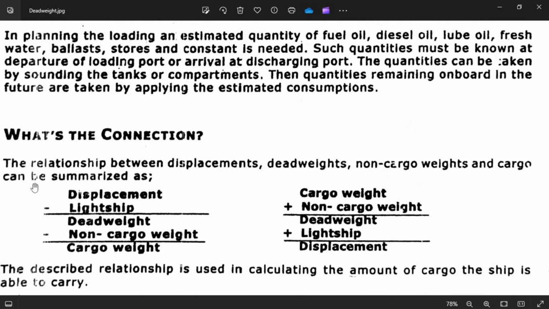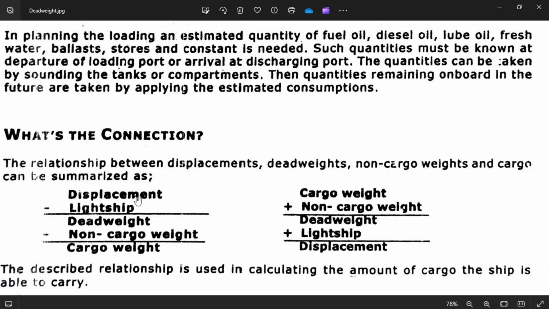What is the connection? The relationship between displacement, deadweight, non-cargo weights, and cargo can be summarized as follows. Okay, guys, take note of this composition, or let's say formulas.